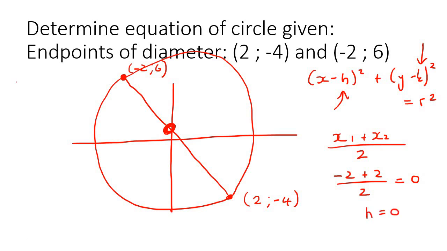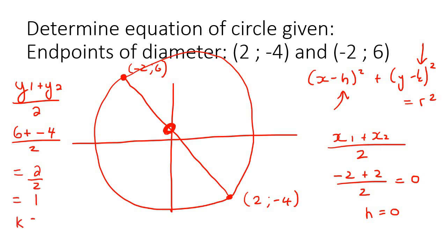Then we'll do the same with the y values. We'll just add them together and then divide by 2. So that'll be 6 plus negative 4, because I just want to know what number is exactly halfway between those y values. 6 plus negative 4 becomes 6 minus 4, which is 2, over 2, which is 1. So that means k would be 1. So the equation would be (x − 0)² + (y − 1)² equals the radius squared.